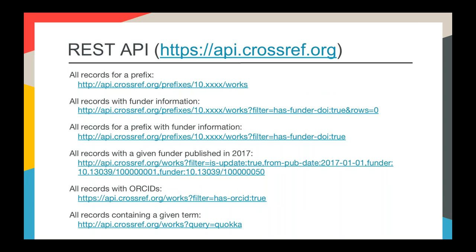I will say that using the REST API, you can search our entire corpus, or you can limit searches by a given member or a DOI prefix. You can look for specifics, such as a record with funder information for a given prefix, or records from a given funder published in 2017, or records updated in 2017. You can look for all records with ORCIDs, or look for records with a specific ORCID. You can look for all records containing a given term. That's just a sampling of the available options.